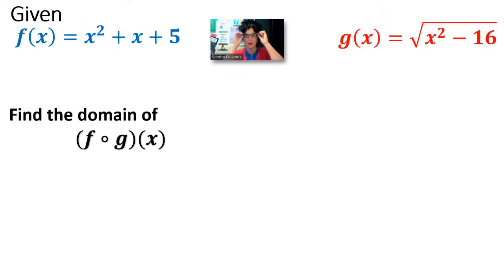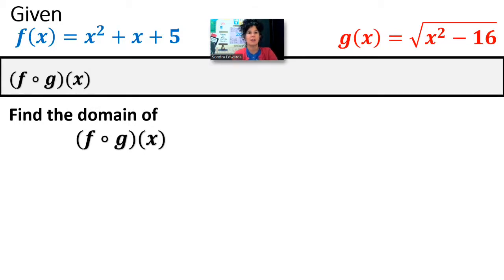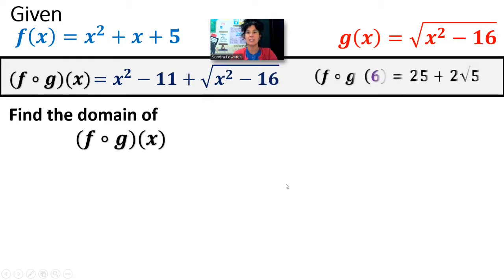Now that we have found the composition of f comp g of x, let's go on to find the domain of f comp g of x. Here's what we had for f comp g of x. We did also find f comp g evaluated at 6, which did have a real number solution. So we do know at least 6 is in the domain, but let's find all of the numbers that are in the domain.